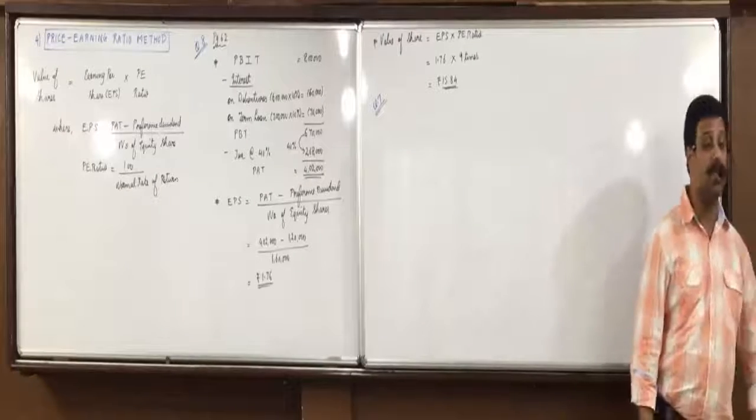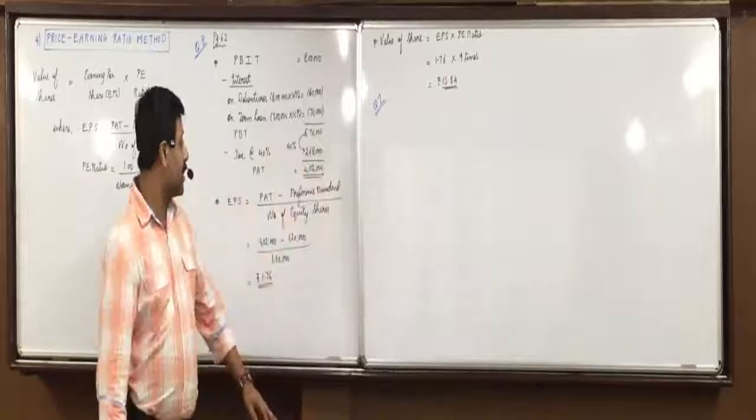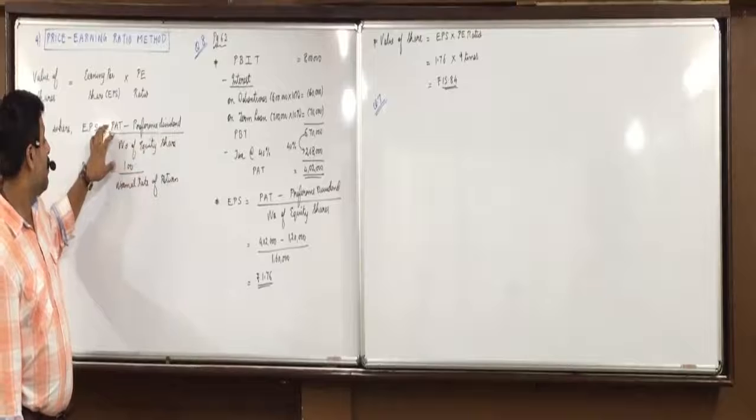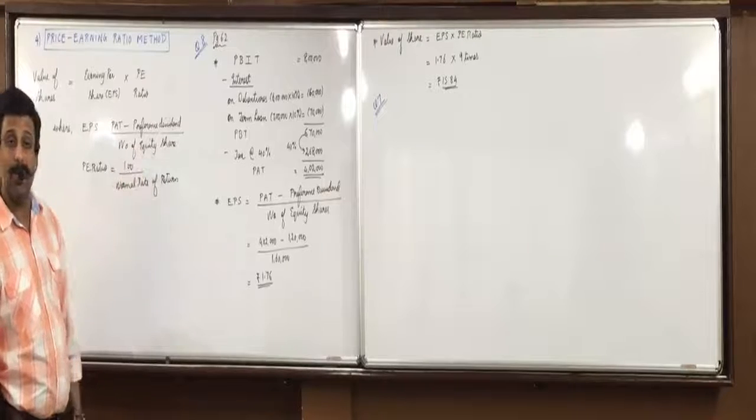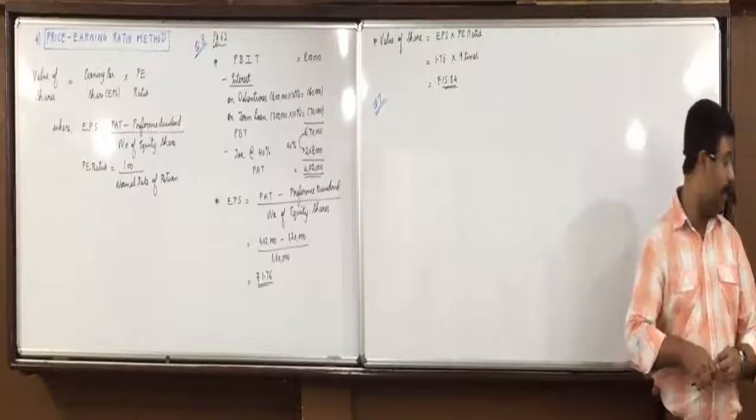Do you have preference share capital in the capital structure of the company? No. No preference share capital means here no preference dividend. So directly what formula will you apply? Profit after tax upon number of equity shares. Solve it, then I will show it on the board. Okay, I am doing it on the board.